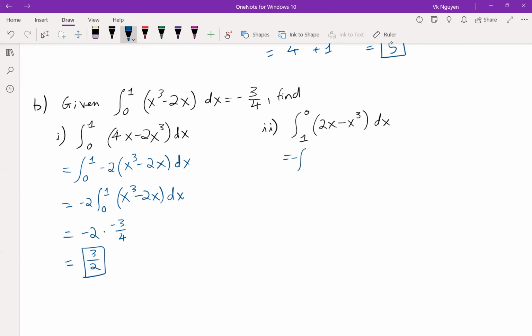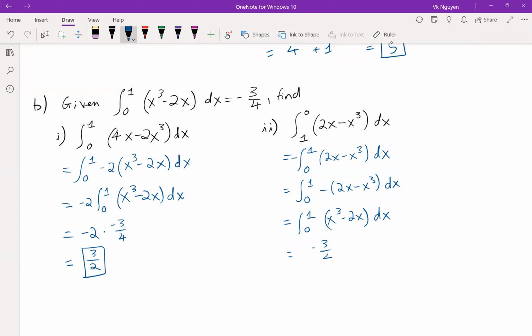When we switch limits, we put a negative in front. 0 to 1 of 2x minus x to the 3 dx. We can distribute the negative 1 in. This is the same as 0 to 1 of negative 2x minus x to the 3 dx, and 0 to 1 x to the 3 minus 2x dx, which is exactly negative 3 over 4. Pretty cool, huh?